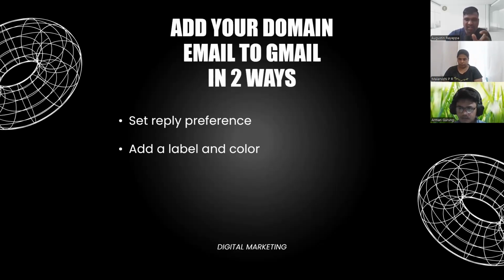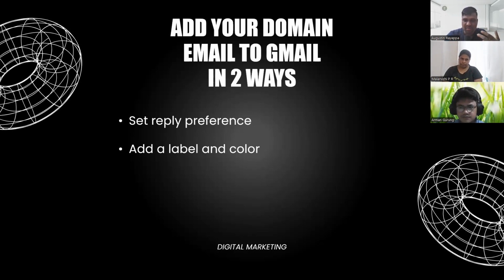Next, you have to create a label for your business email ID. You understood what a label is? If you go to Gmail, you can see the labels there. After creating the label, make sure you give it a different color. Whenever an email comes to your business ID, it will show in that particular color, so you can identify which is a personal email and which is a business email.